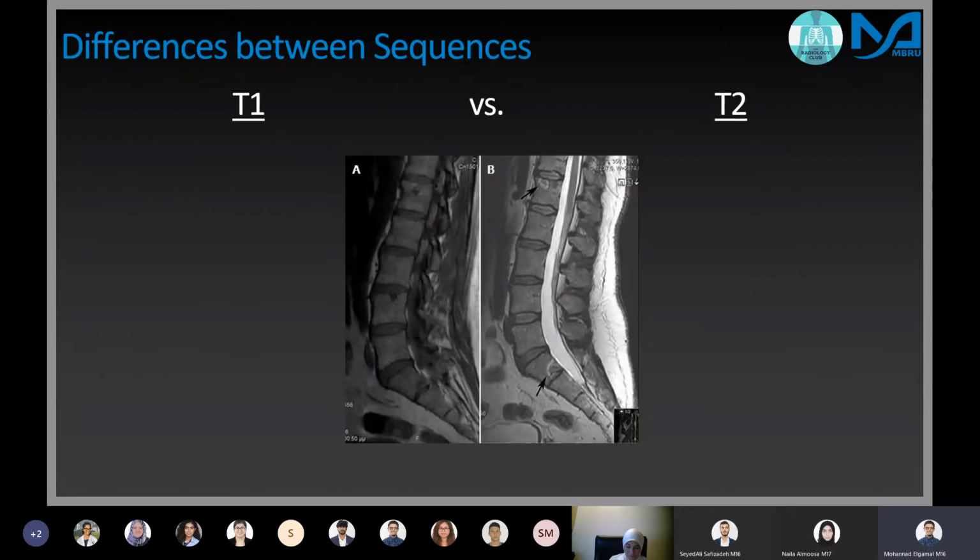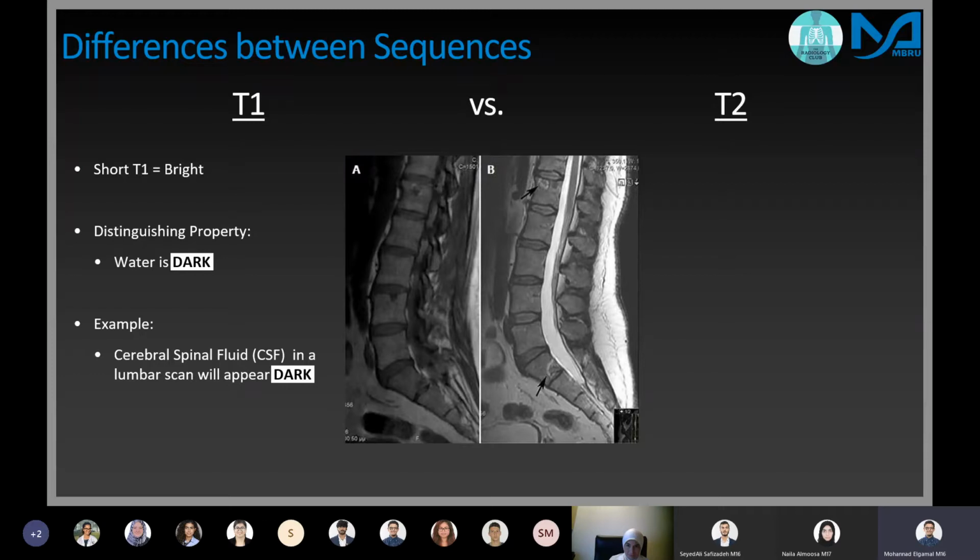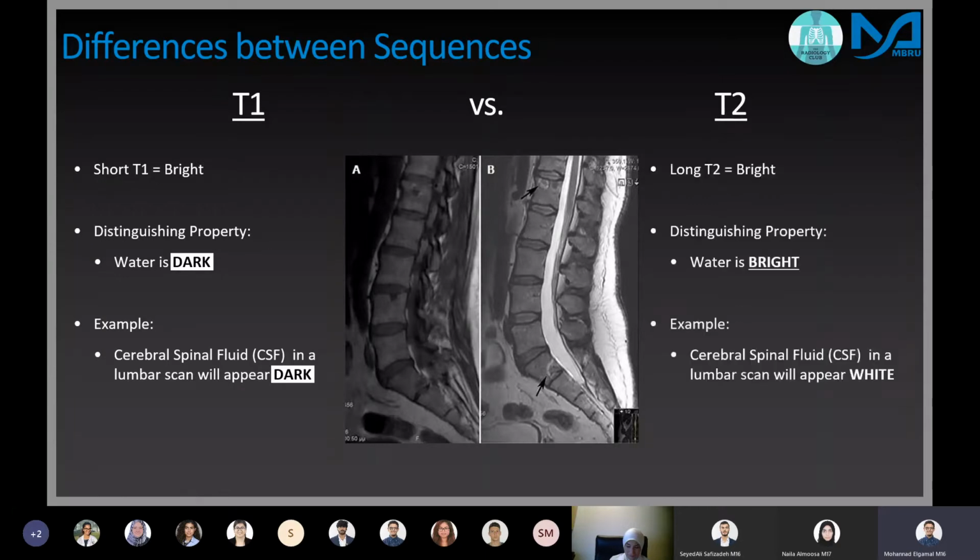Anyways, moving on to the differences between T1 and T2. When you look at a T1, we said the T1 has a shorter pulse or shorter frequency. The most distinguishing feature between a T1 and a T2 is that fluid appears dark on a T1. If you look here into the spinal canal, you'll see that all the CSF just appears dark. Even in the peritoneum or retroperitoneum, things appear dark as well. But with a T2 image, the most distinguishing feature is that fluid appears bright. You can see here in the spinal canal, fluid appears white.